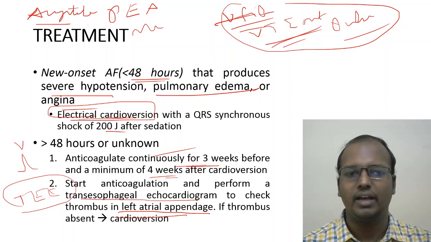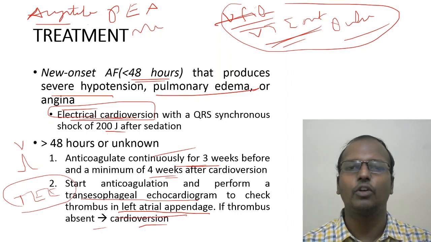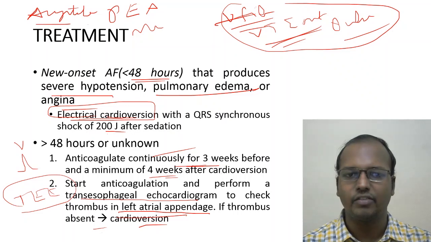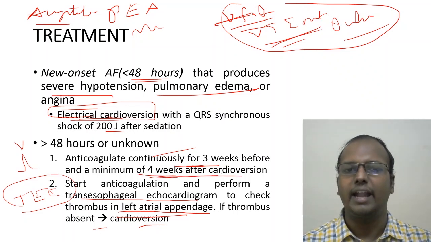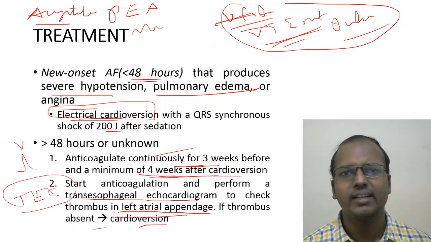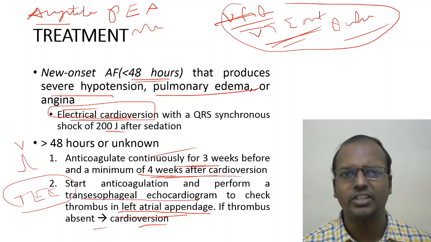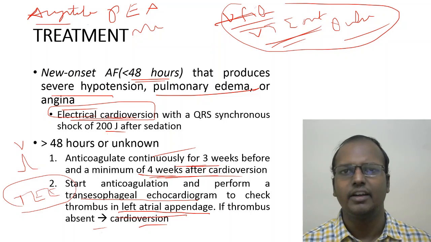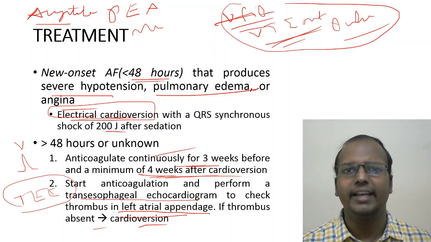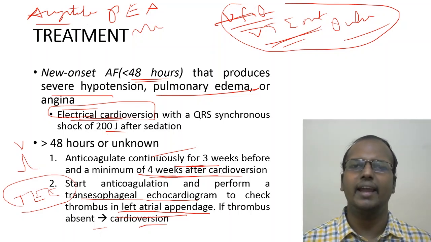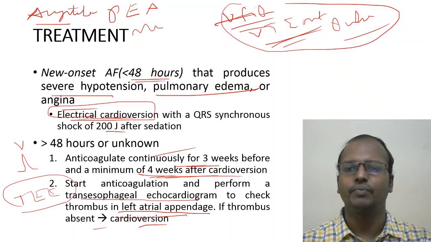And if the thrombus is not there, then you can go ahead for cardioversion. After cardioversion, the same, you have to give anticoagulation for a minimum of 4 weeks. Why is that so? Because the mechanical contractility of the atrium will take around 4 weeks to recover fully. As soon as atrial fibrillation occurs, the atrium will be stunned. It will not be able to contract properly. It takes around 4 weeks for the atrial contractility to improve.